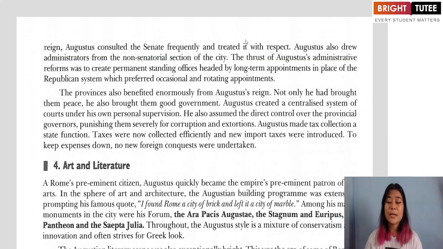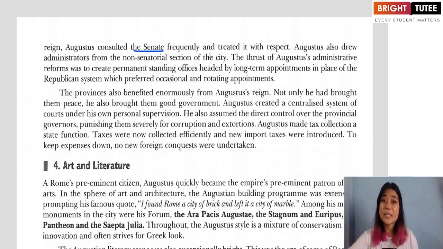Now, despite how he moved the Senate to a subordinate position, to a less important position than before, throughout his rule, Augustus consulted the Senate, consulted these aristocrat ministers, and he treated the Senate with respect. He did not disrespect them.